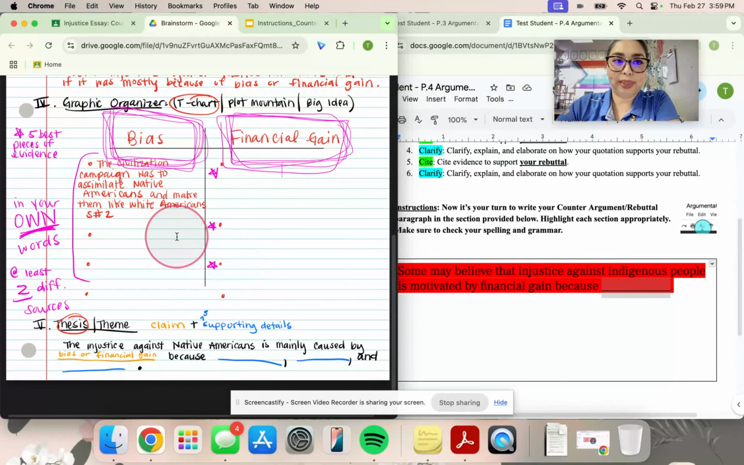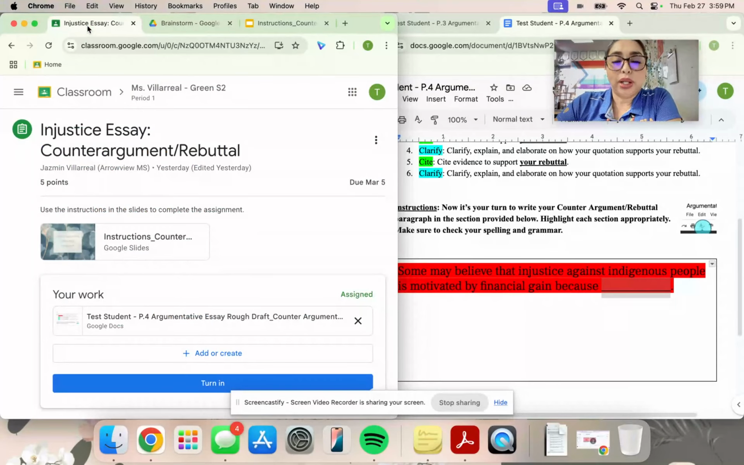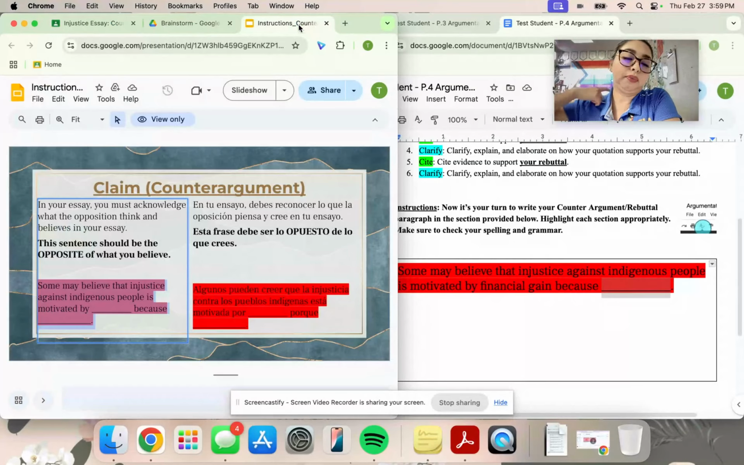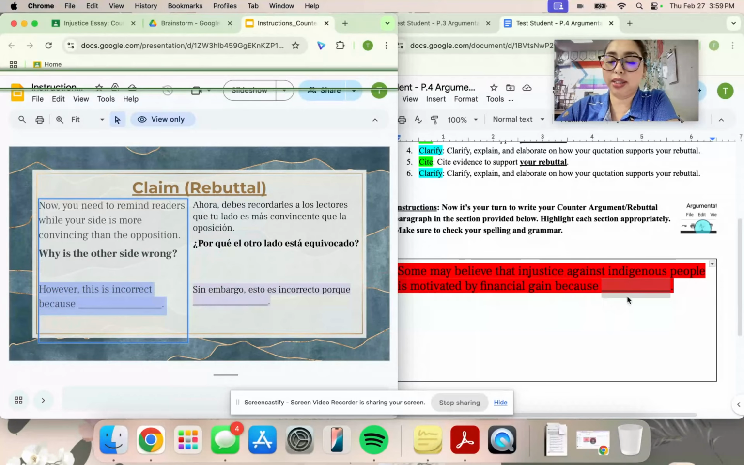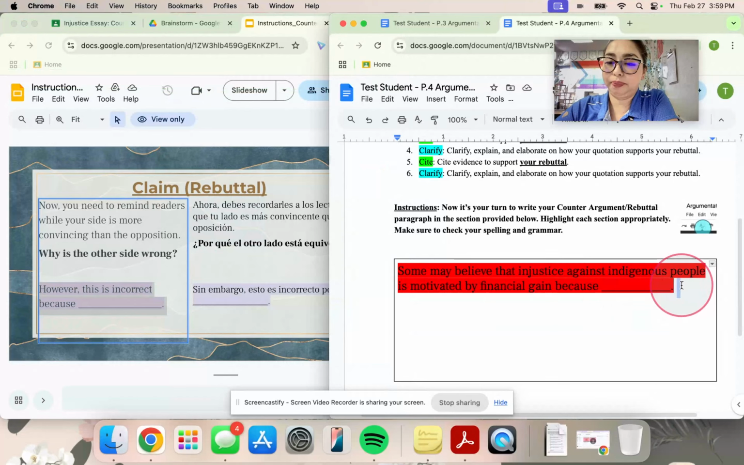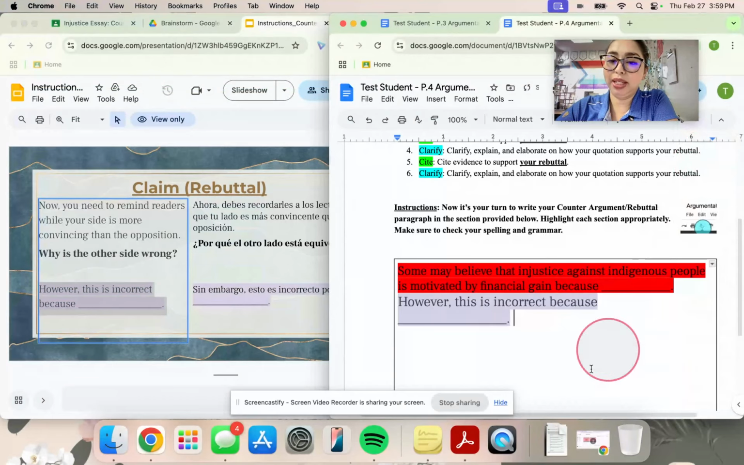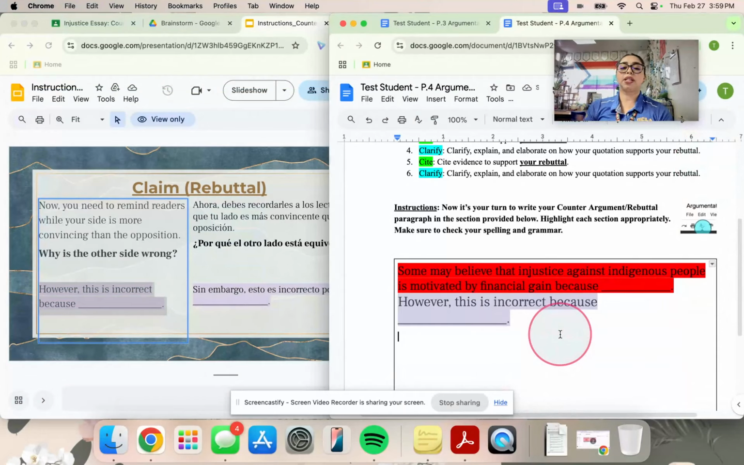Okay. Once you're done with the counter argument, we're going to move on to the rebuttal. However, this is incorrect because, bam. So I'm going to go ahead and paste. However, this is incorrect because why are they wrong? So remember, a good rebuttal directly addresses the counter argument.